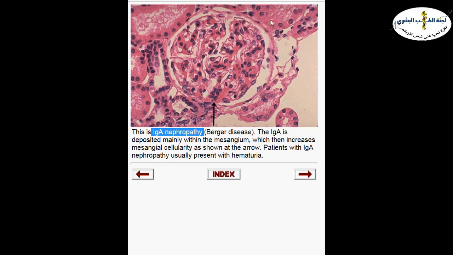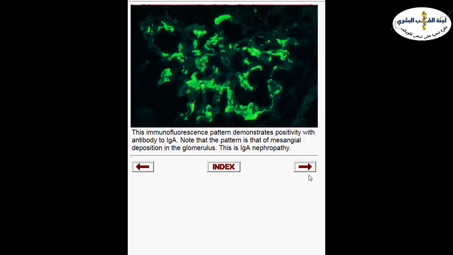So the IgA deposits are mainly within the mesangial, and so that's why the mesangial cell shows the proliferation and the mesangial matrix deposition.